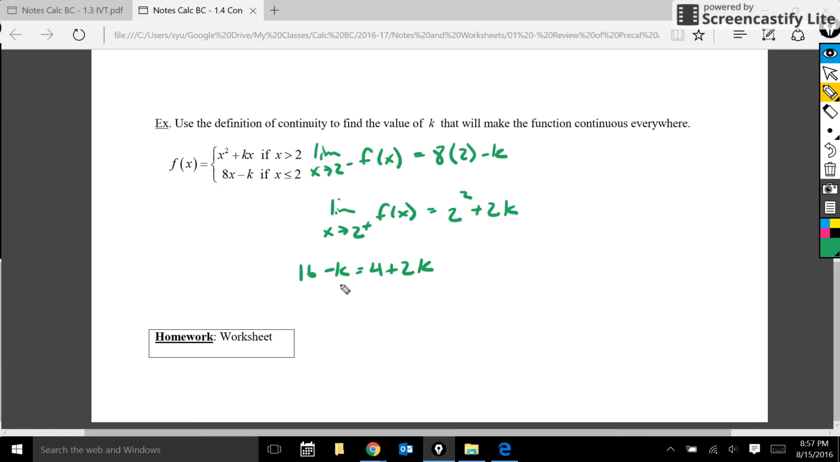All right, now I can just solve for k, so I can bring this over. 3k equals 12, so k equals 4. Right, so that means that my new function, f of x, is really x squared plus 4x, and then 8x minus 4. And I've got these conditions here.